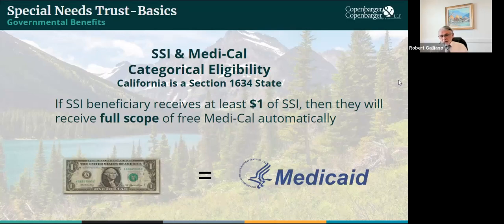Why do I make this point? Because we don't want to ever distribute monies to a beneficiary that will eliminate them from receiving SSI, because if you lose SSI, you will lose Medi-Cal. That's the importance of this slide.